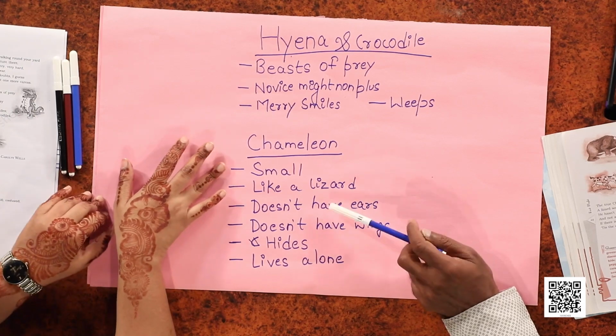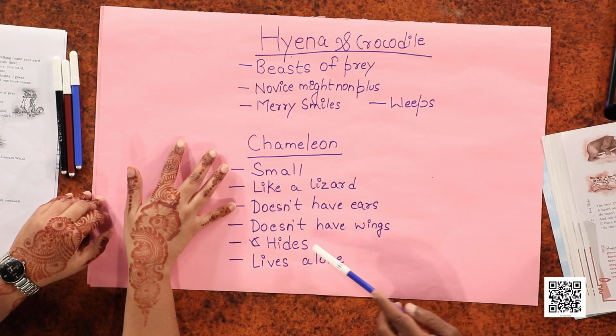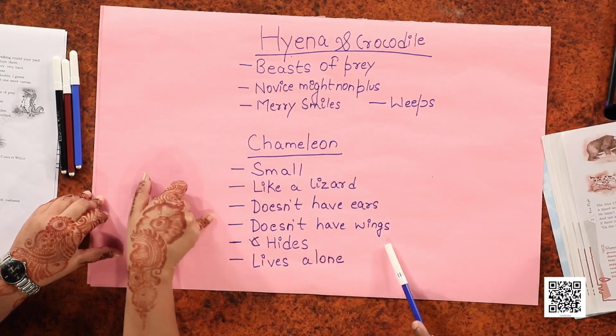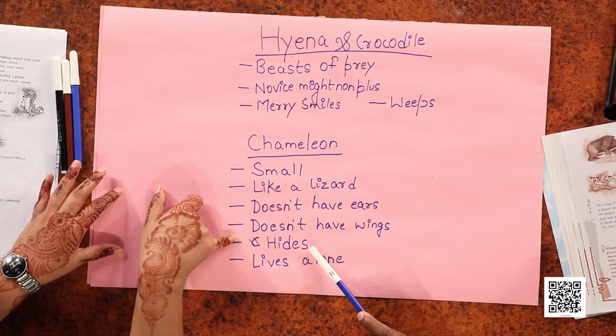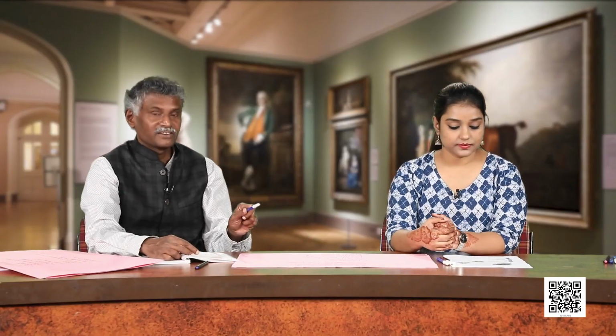Okay. Chameleon is described as small. It's like a lizard. It doesn't have ears. It doesn't have wings. It hides, and it lives alone. That's what the poet says. If there is nothing on the tree, you can see the chameleon.